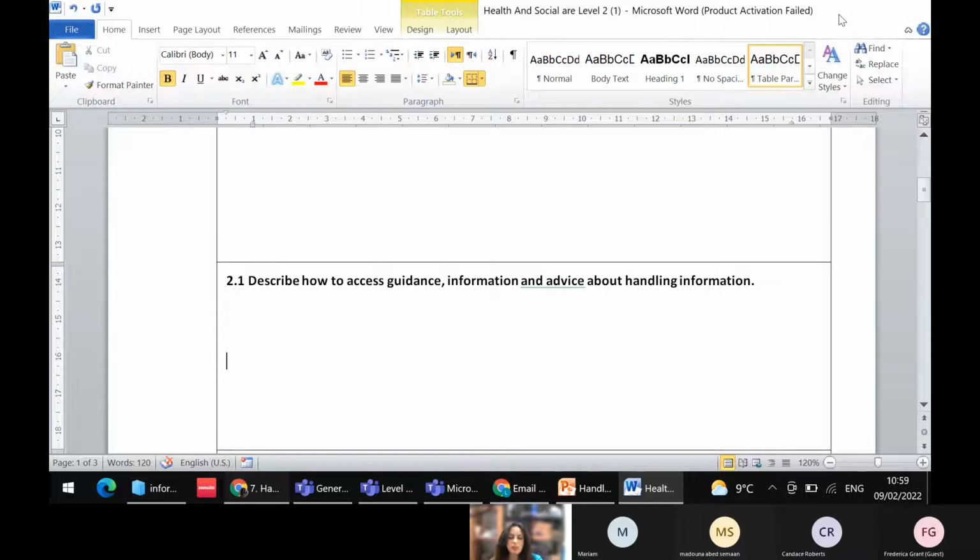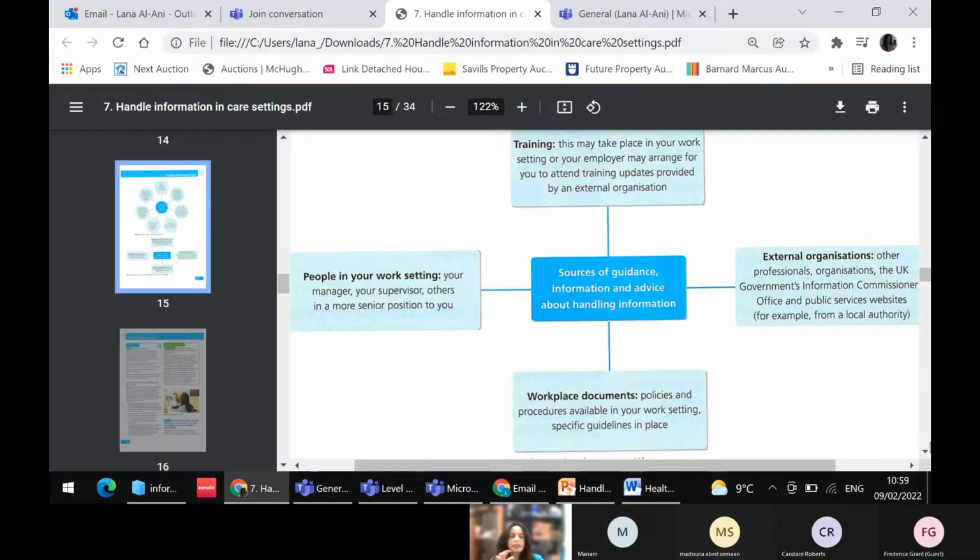Who's going to guide me? Let us say I moved to be a manager in a care home, or just started as a carer in the care home. How to handle the data, I don't know. So how do I learn how to handle the data? Your colleague or your manager? Perfect. Yes. First of all, your colleague who's been in the business for much longer.